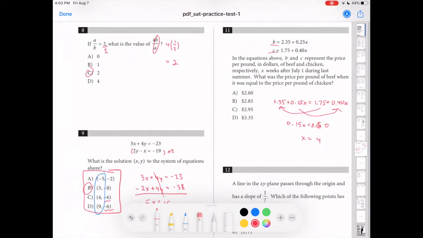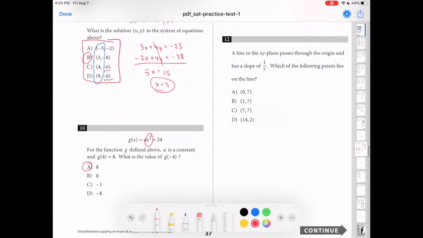Number 11, more systems. It never gets old, lots of reading. But we just need to see when beef equals chicken, so B equals C. Set them equal and solve. Simple, I've already done it. x equals 4, and you can plug x into either the B or C equation, and you should be able to get the same result because they should be equal. So the answer should be D.